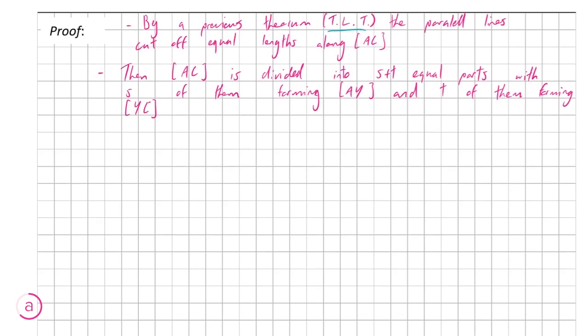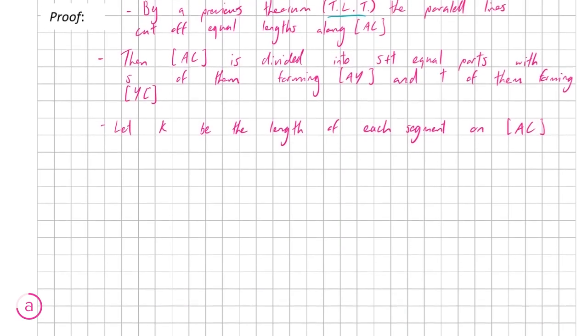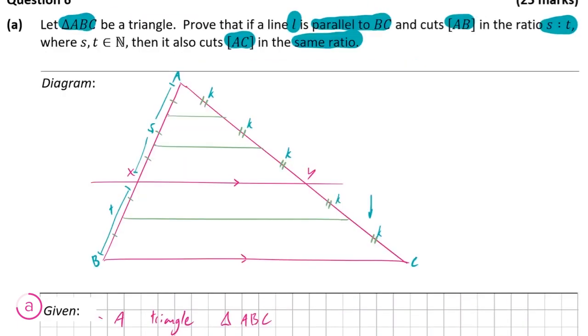Next, we can then say that AC is divided into S and T equal parts, with S of them forming AY and T of them forming YC. So in other words, there are three equal parts up here, just as we had established when we did our construction, and there are two equal parts down here, which again we established during the construction. So we're starting to form similarities between the two sides of the triangle based on these parallel lines that we've drawn. And now we're going to say that K is the length of each segment on AC. So all of these small segments are all of length K, because they're all equal.